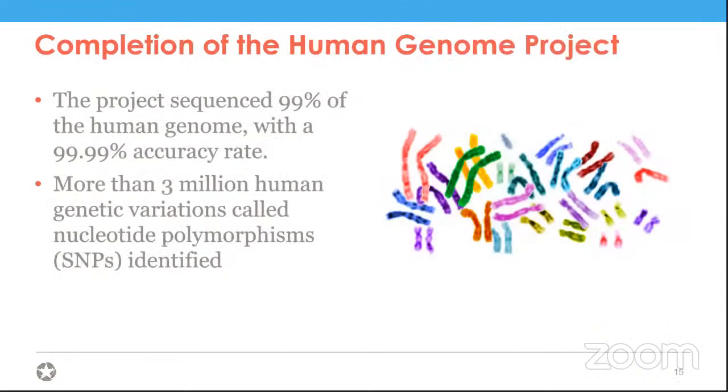The Human Genome Project was completed in 2003, 2 years ahead of schedule, and cost about $2.7 billion. This project sequenced 99% of the human genome to an accuracy of 99.99%. The project identified more than 3 million human genetic variations called single nucleotide polymorphisms, also referred to as SNPs, among other accomplishments.